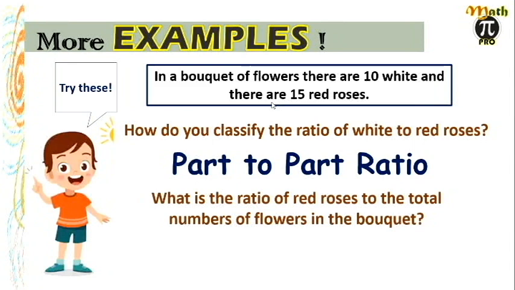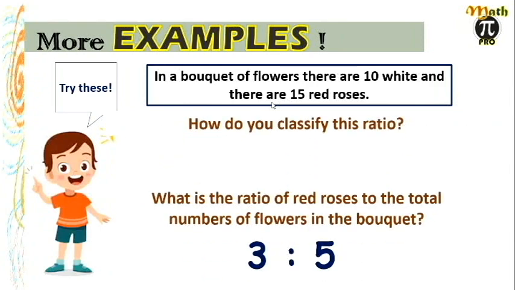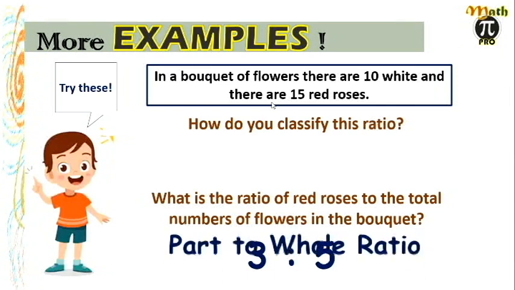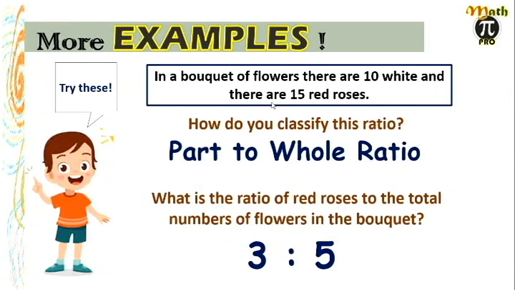What is the ratio of red roses to the total number of flowers in the bouquet? That's correct. 15 is to 25, because all in all, there are 25 roses in the bouquet. In simplest form, the ratio is 3 is to 5. How do you classify this ratio? Great! This is a part-to-whole ratio.